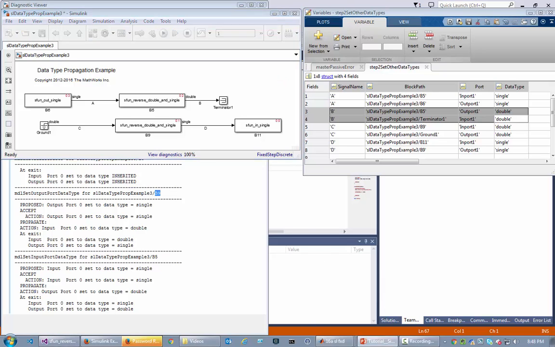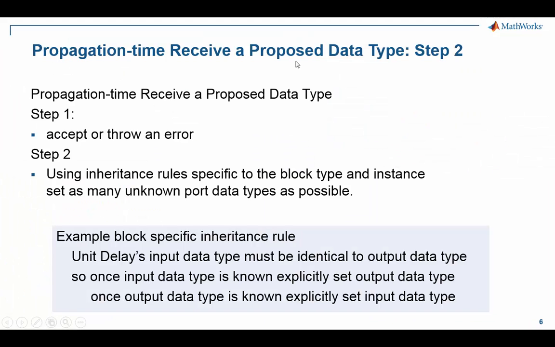Okay, so this video has shown step 2 of the propagation time, where a block receives a proposed data type. If it accepts it, it then looks at its inheritance rules that are known only internal to the block. Simulink engine doesn't know about those. These are inside the block. But the block has the responsibility at this point to set as many other data types as it possibly can. Once it knows what another data type must be, it should go and set that information and then allow Simulink engine to check it and propagate that further to other blocks.